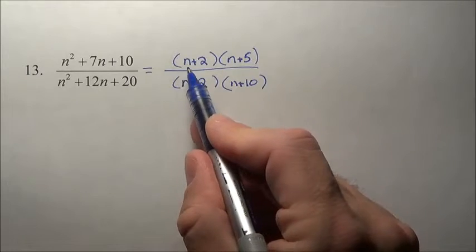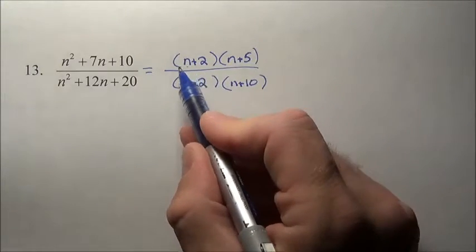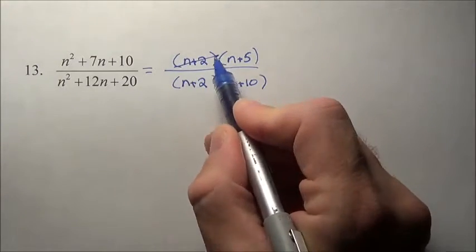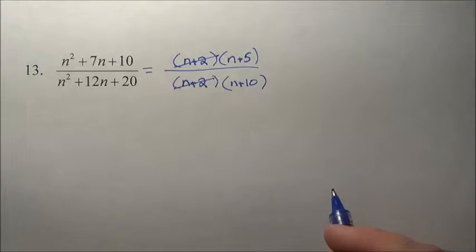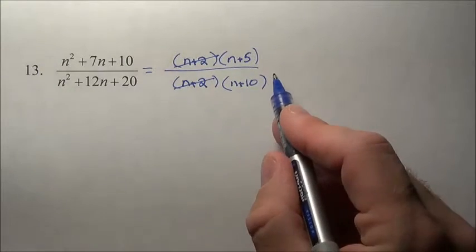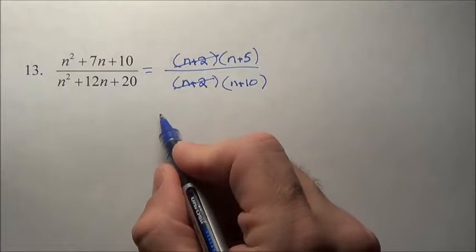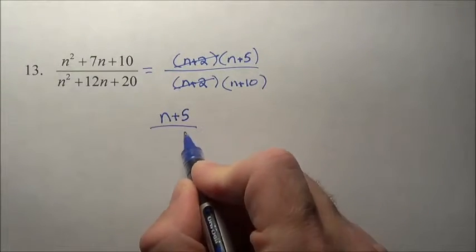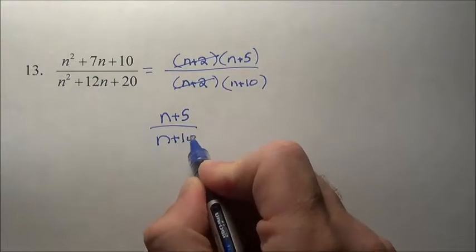Now notice the n plus 2 here and n plus 2 here. Whatever we plug in for n, that number and that number are going to be the same, so they cross off. I can't do anything here. So this simply becomes n plus 5 over n plus 10.